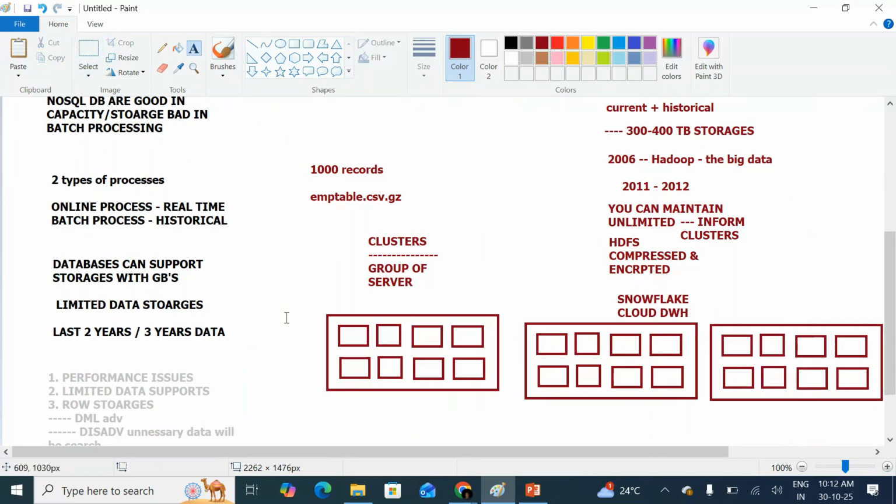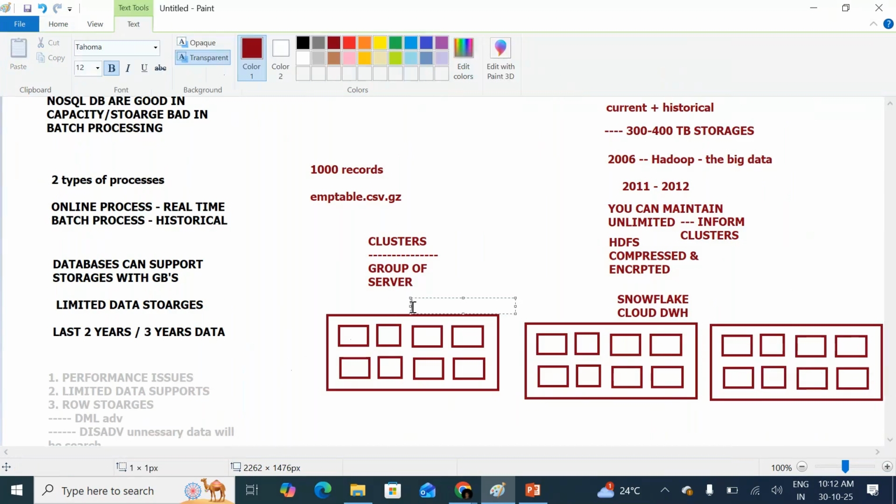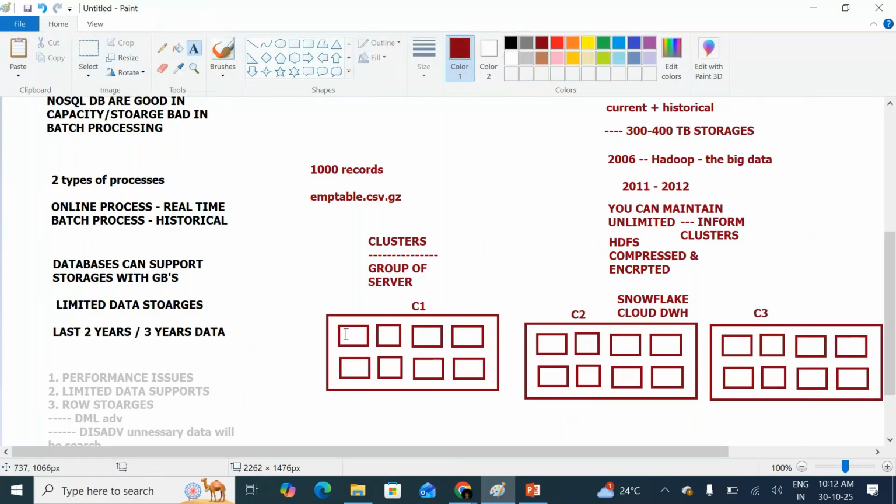See, this is cluster 1. This is cluster 2. This is cluster 3. This is one server, sir. For example, it has 1 TB storage and 10 GB RAM. So 8 servers means 8 TB storage and 8 into 10, 80 GB RAM. Okay, this is one cluster. Like that, multiple clusters you can add.